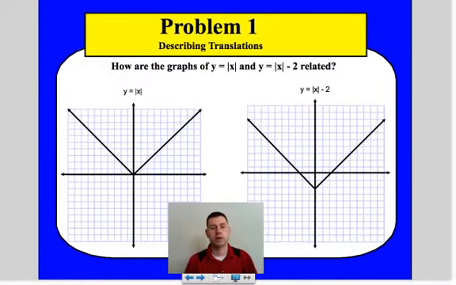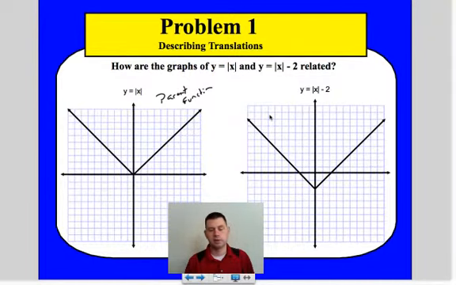Okay, so problem one. Again, just a recap, these vertical bars are the absolute value. How is y equals the absolute value of x and y equals the absolute value of x minus 2 related? So I'll provide you the graph. Here's the graph. This is also what we call the parent function.